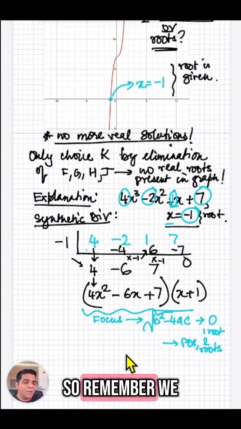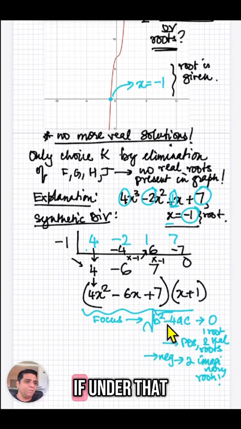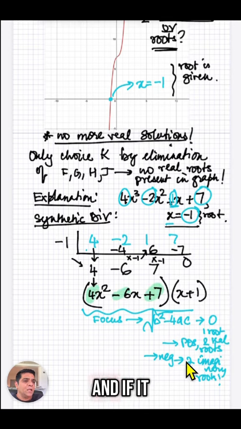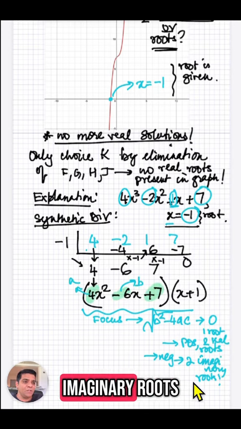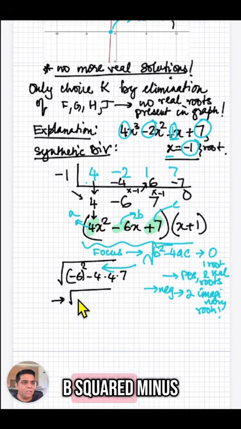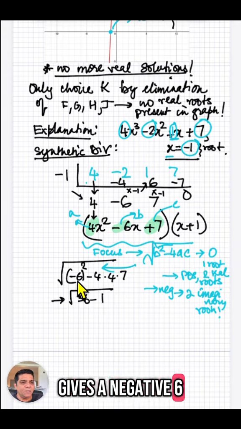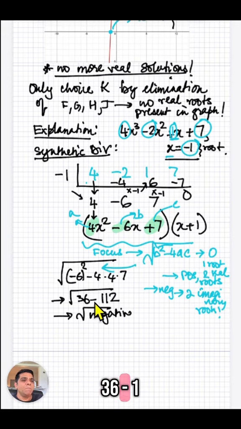So remember, from the quadratic formula, the square root of b squared minus 4ac: if what is under that root is 0, it's one root. If it is positive, it is two real roots. If it's negative, it has two imaginary roots. So let's go ahead and calculate that. This is a, that is b, -6, and c is 7. So -6 squared, b squared, minus 4 times a, which is 4, times 7. So -6 squared is 36 minus 112.